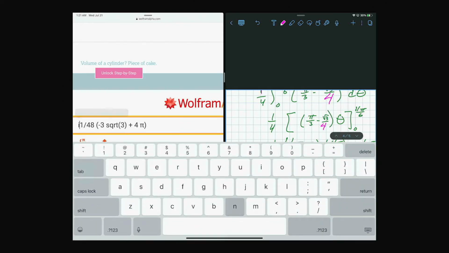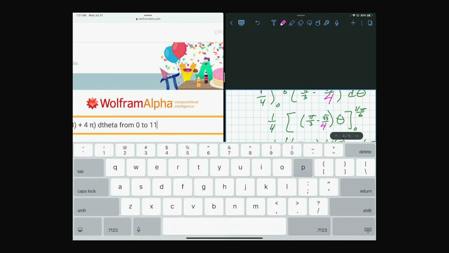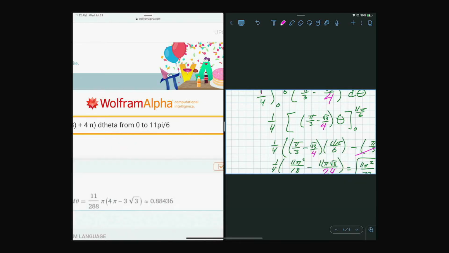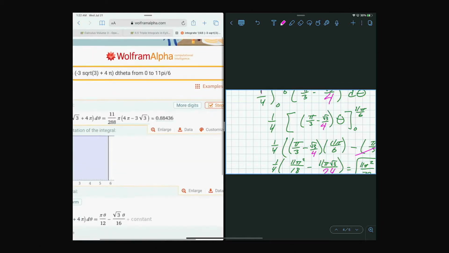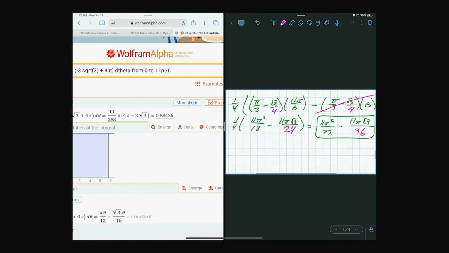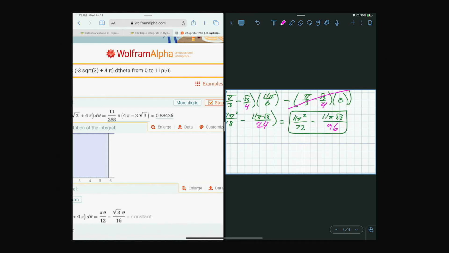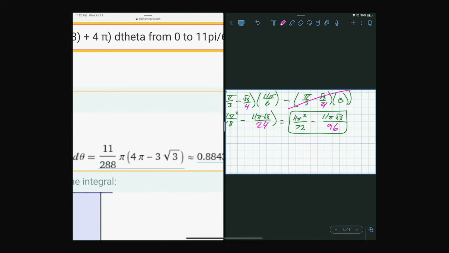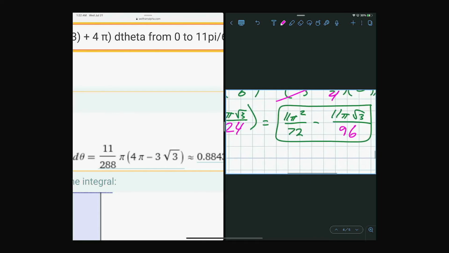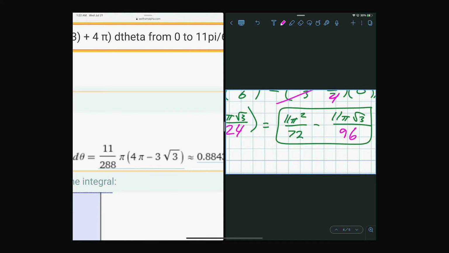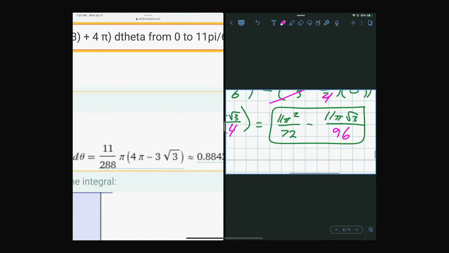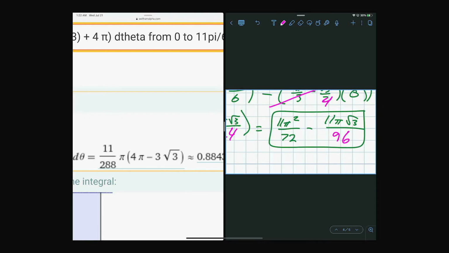So then I'm going to come back to the beginning here. I'm going to type integrate. There are no variables here, so it's d theta, and we're going from 0 to 11 pi over 6. And they have that, which is 0.88436. And that's written a little bit differently than mine. But if you look how they wrote it, you see the 288 in the denominator. If you do 4 divided by 288, you get 1 over 72. So that matches my first constant there. And then if you do 3 over 288, you get 1 over 96, which matches my second constant in the denominator. So that does work out.